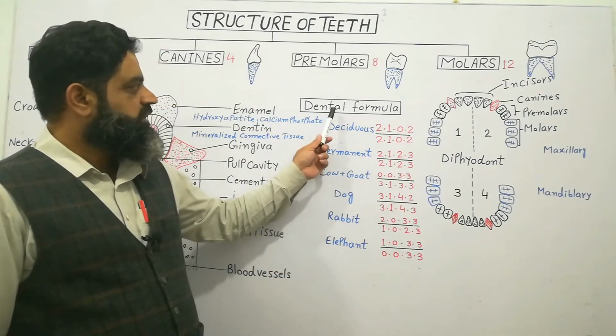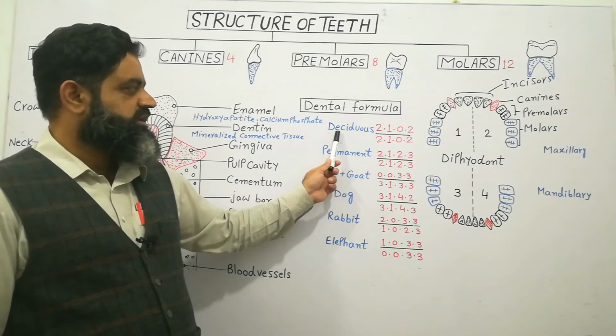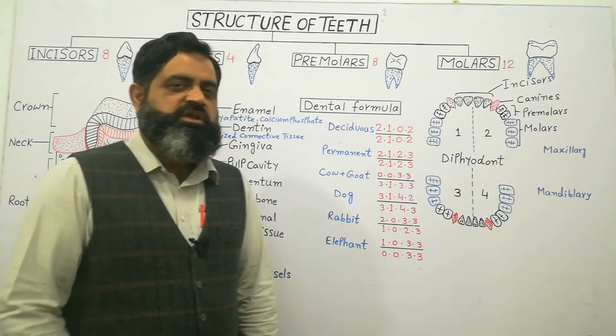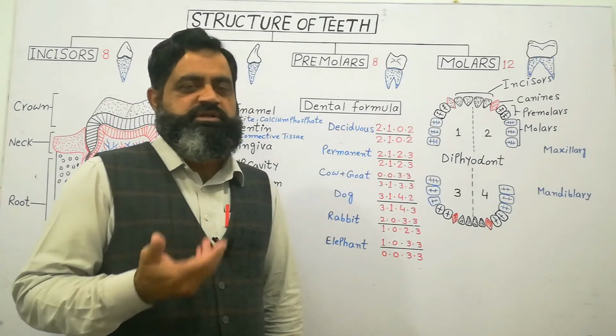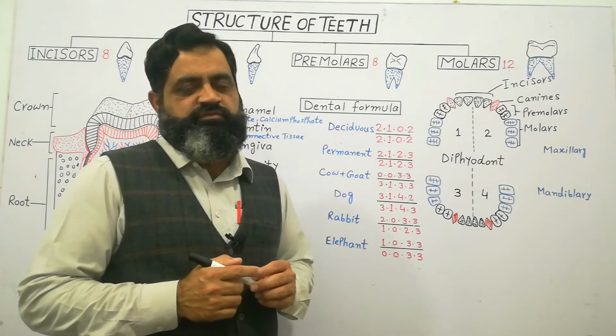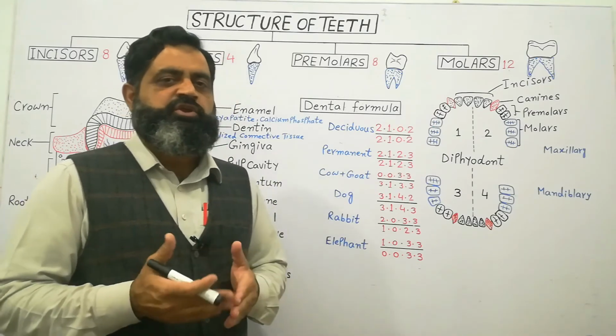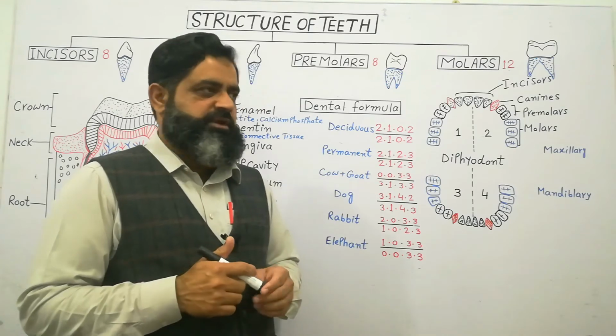The first dental formula I have taken from humans, which is the first set of teeth, known as deciduous teeth, which are also known as milk teeth, which are present in babies from age 2 to 7. After that they grow new teeth, which are known as permanent teeth.